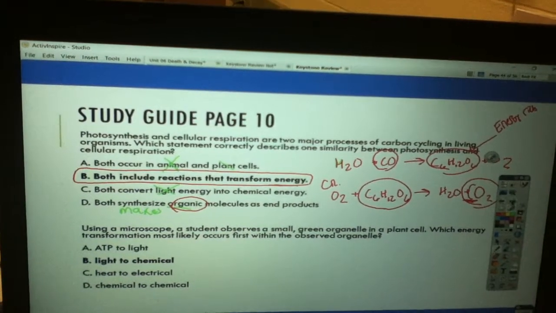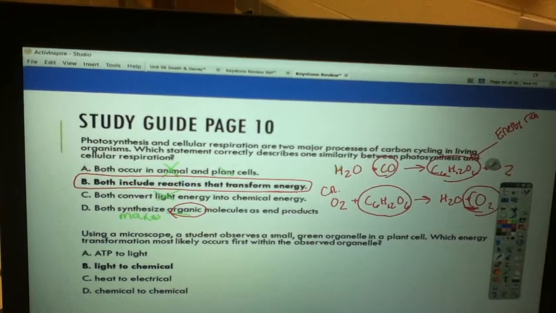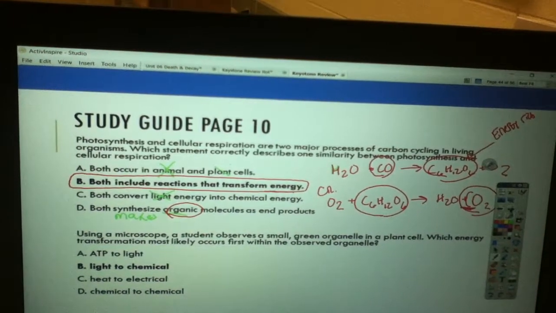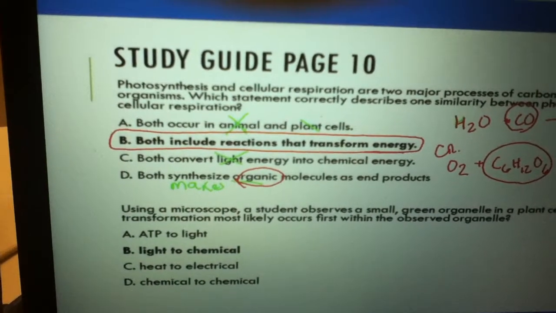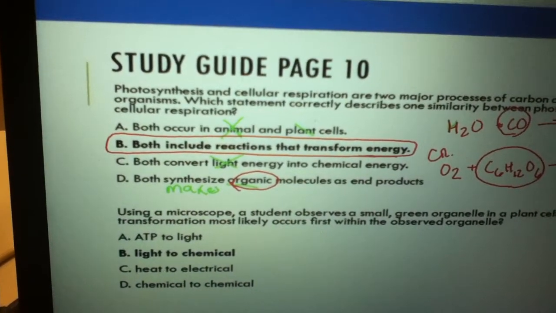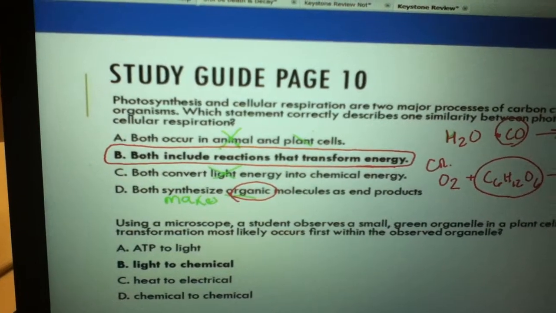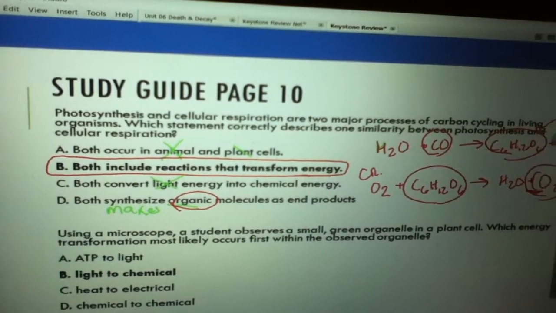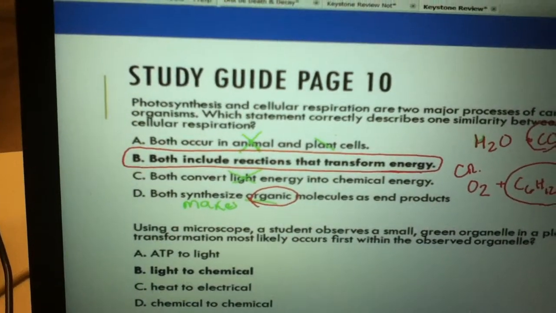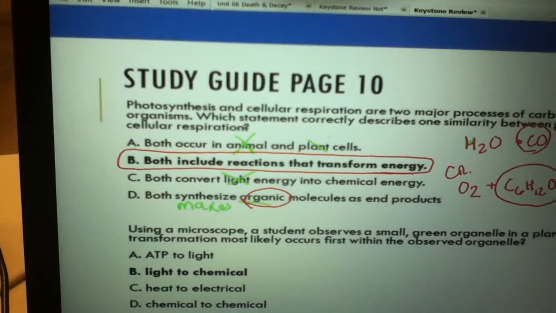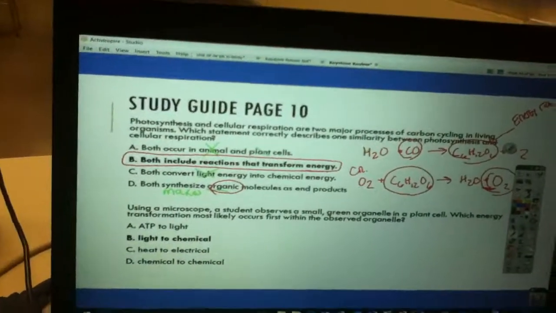Using a microscope, a student observes a small green organelle in a plant cell. Which energy transformation most likely occurs first within the organelle? ATP to light, light to chemical, heat to electrical, chemical to chemical. Well, really the only one here that makes any sense is B. In a green chloroplast, in a plant cell, solar energy or light energy is being transformed into chemical energy in the form of glucose. So that actually ends page 10.